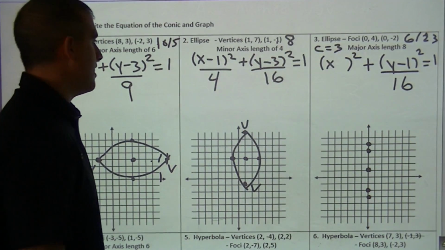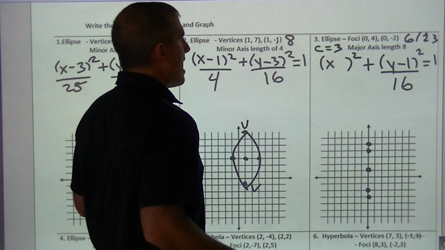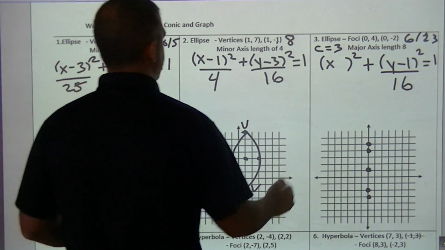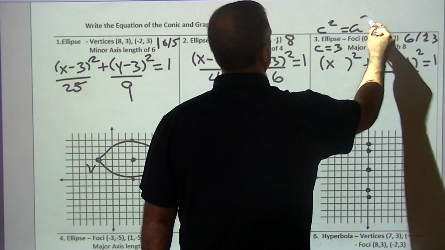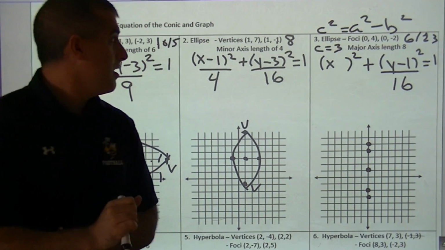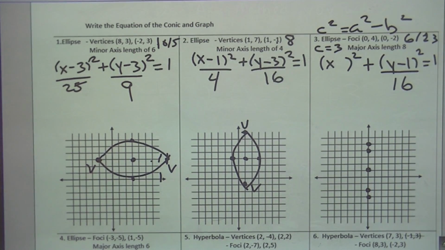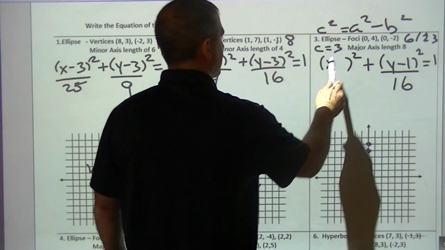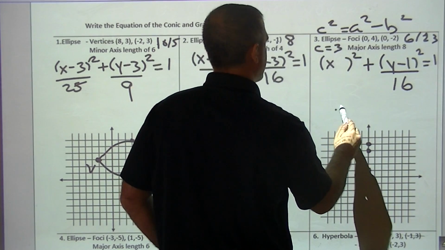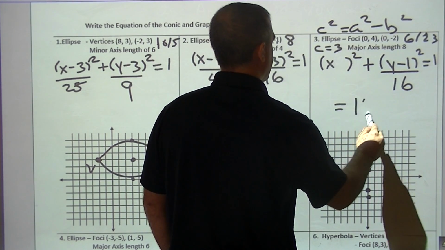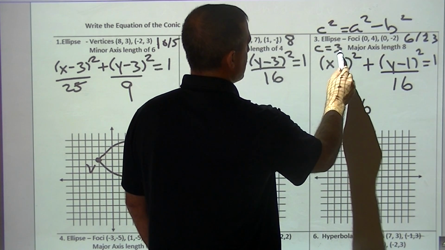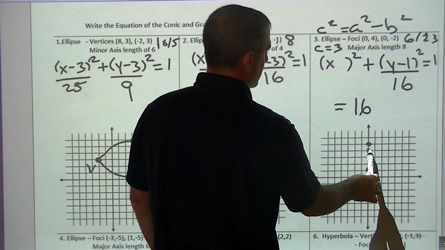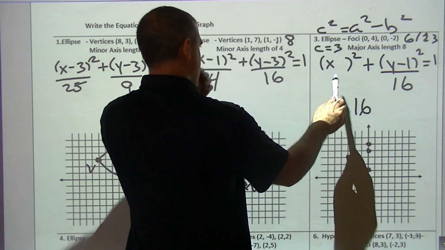Now, I'm out of clues. What I can use, and there's a formula that you will be given, says c squared equals a squared minus b squared. I want to make sure you can see that. Okay, you can. So I have some of this already. I have a squared, which is 16. Here's how I figure out c squared. C was 3. Remember, that was the center to the focus. So 3 squared would be 9.